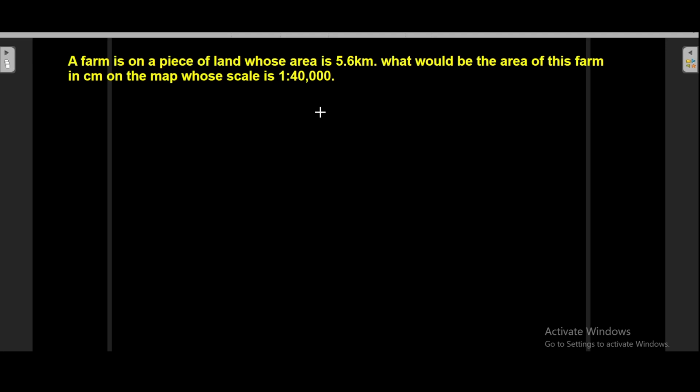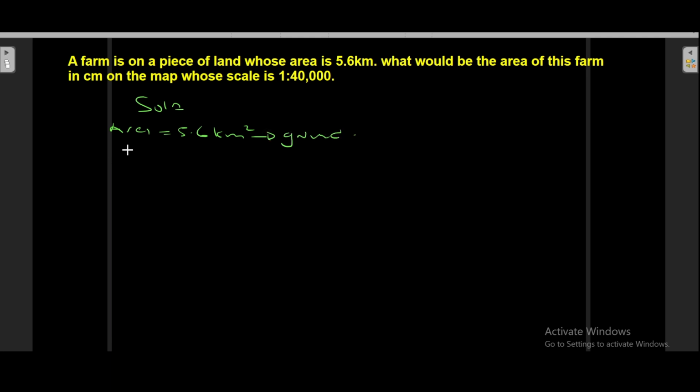We're going to do this question. As you can see on the screen, they are telling us that a farm is on a piece of land whose area is 5.6 kilometer squared. Therefore, our first area given to us is 5.6 kilometer squared. What would be the area of this farm in centimeters on map? This is the area on ground.